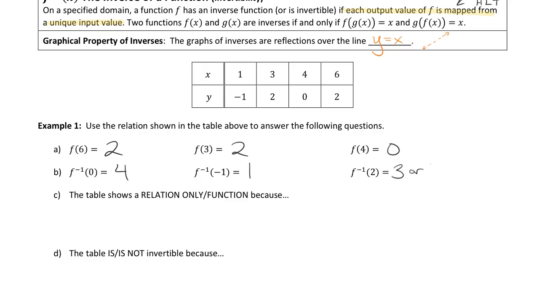Interesting, right? We have two options there. We have two options for what the answer can be for f inverse of 2. Keep that in mind for a question I'm going to ask you later.